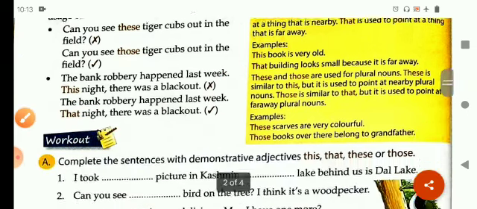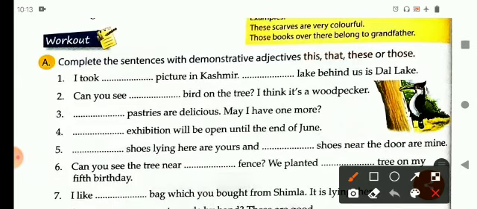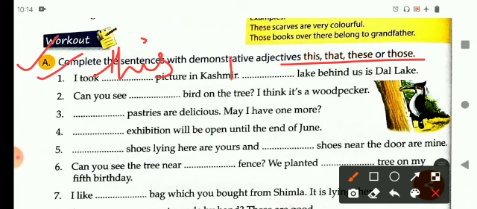Now come to exercise. Your first exercise is you have to complete the sentences with some demonstrative adjectives like this, that, these and those. First one is, I took dash picture in Kashmir. I took this picture in Kashmir. Dash lake behind us is Dal Lake. That lake behind us is Dal Lake.